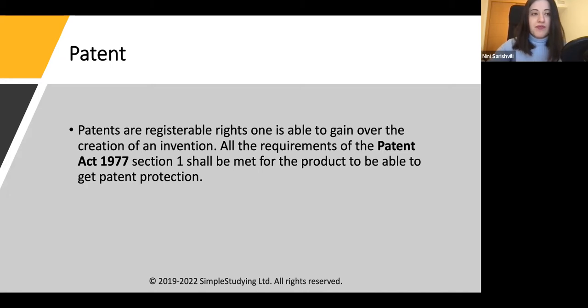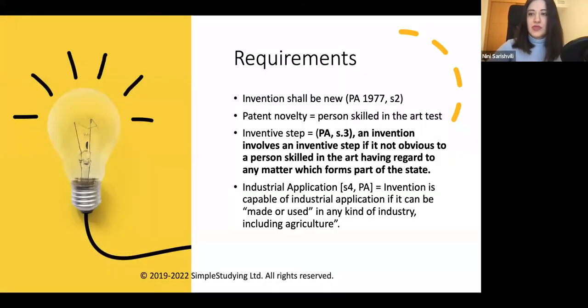The main sections that you will need to apply are sections 1, 2, 3, and 4. You need to discuss each of them in turn and make sure that you analyze if all the requirements set out in Patents Act 1977 are met, and also any relevant cases that would qualify the interpretation of the Act would need to be mentioned. Now we will go through each of the requirements that the Patents Act contains.